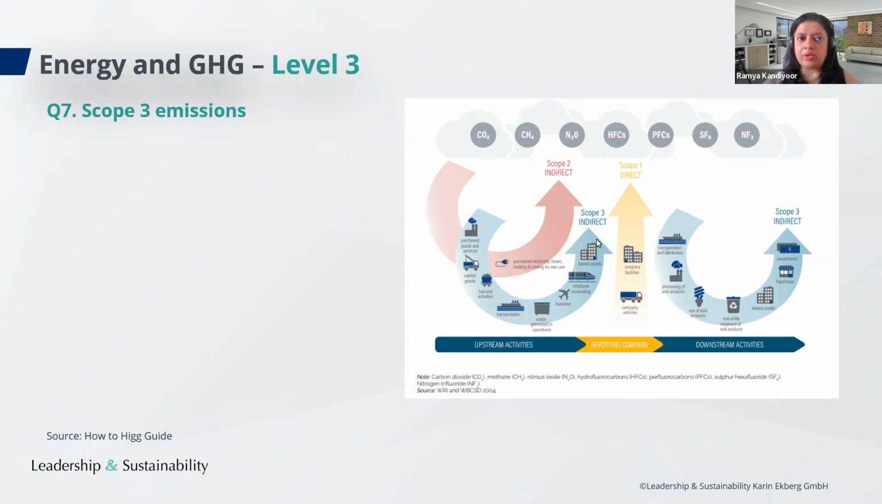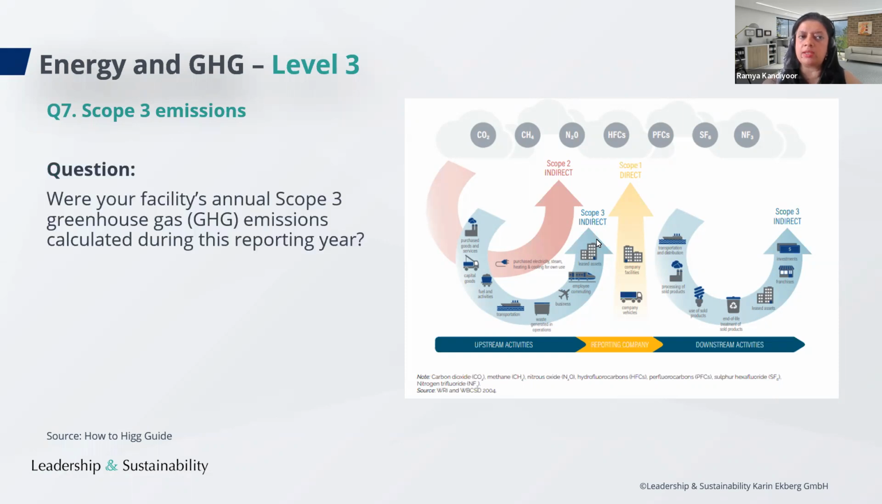So when we are talking about scope 3 emissions, the question is, were your facility's annual scope 3 emissions calculated during the reporting year? You can say yes to this if you are calculating your scope 3 emissions and reporting that. And scope 3 emissions are basically related to your transportation, the raw materials that you buy, all of the business travel that happens, your employee commuting.